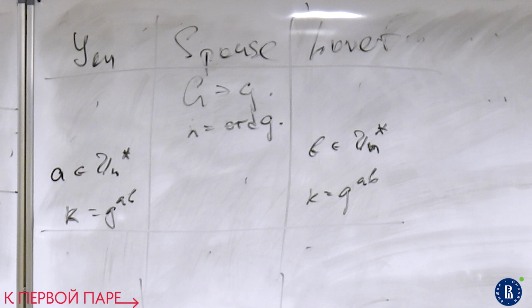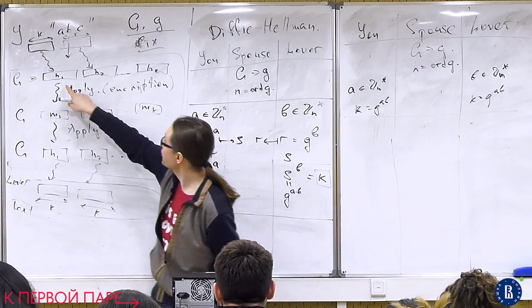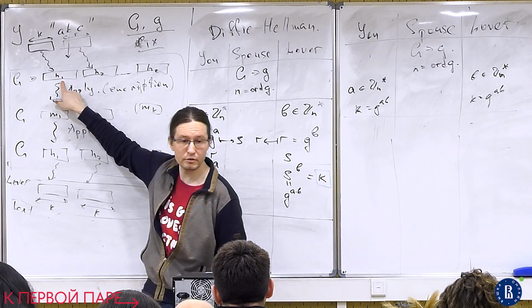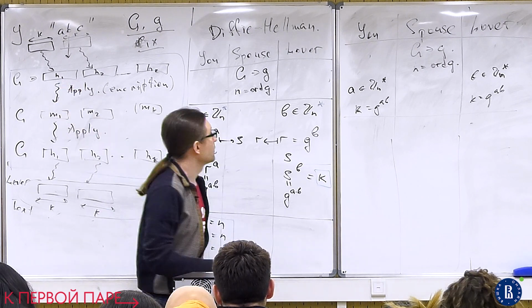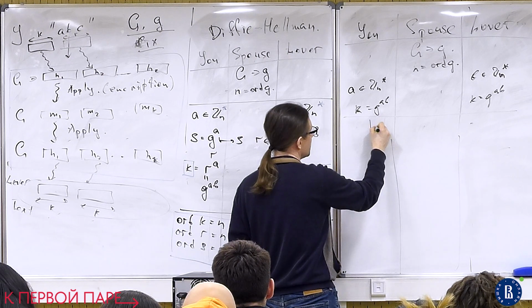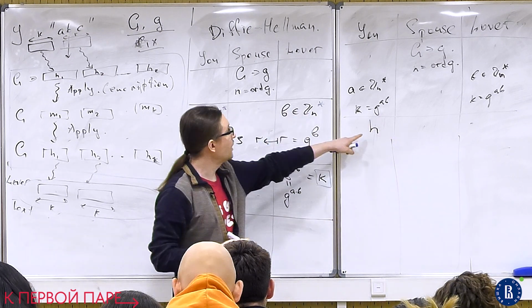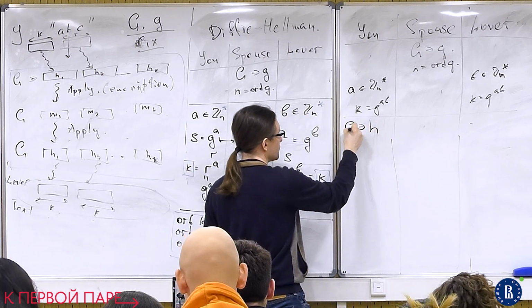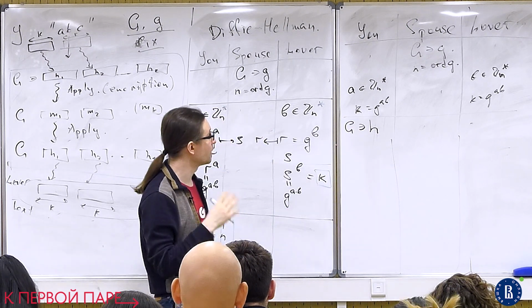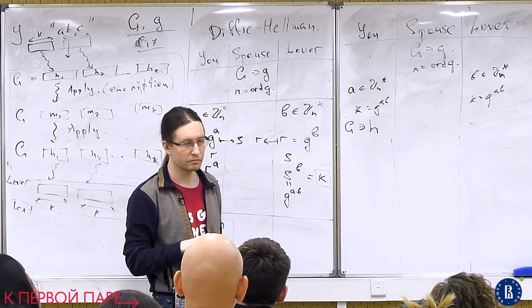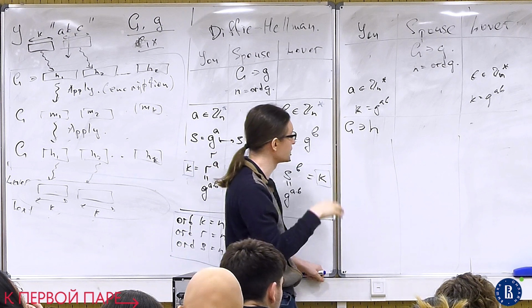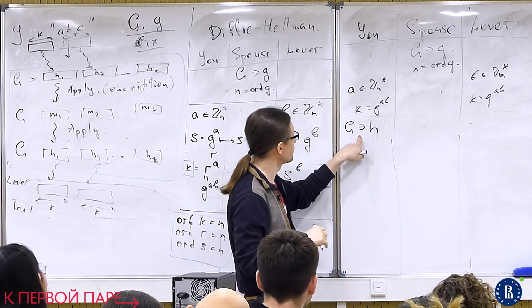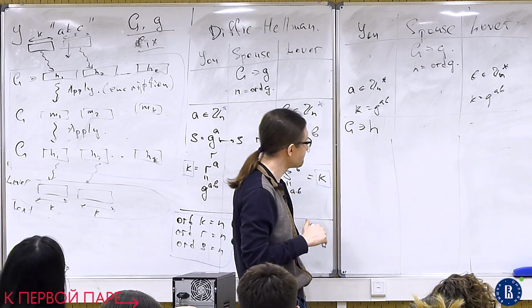Now, what is information? Information in our case is just an element of the group G. Let's say you want to send a message H, which is an element of the group. So the message now is an element of the group. That's it. It's not a string. It's already a string converted to an element.